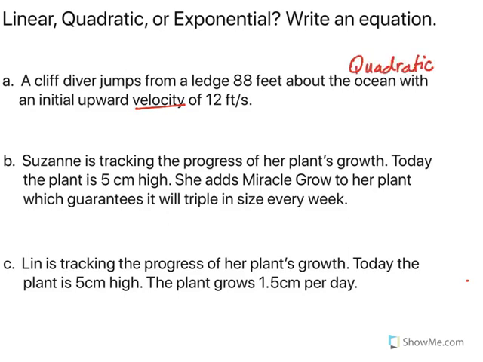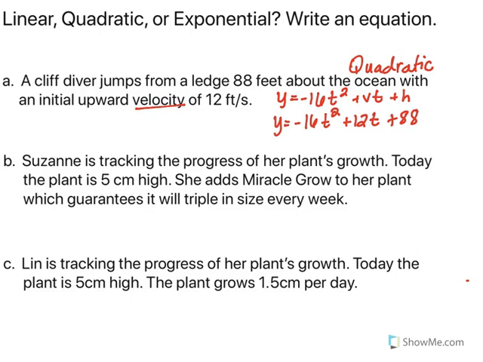We know that all vertical motion equations are going to be y equals negative 16t squared plus vt, v for the velocity, plus h, the initial height. So y equals negative 16t squared plus my velocity, which is 12 feet per second, so 12t, plus my initial height, which is 88. So there would be my equation for this quadratic graph.